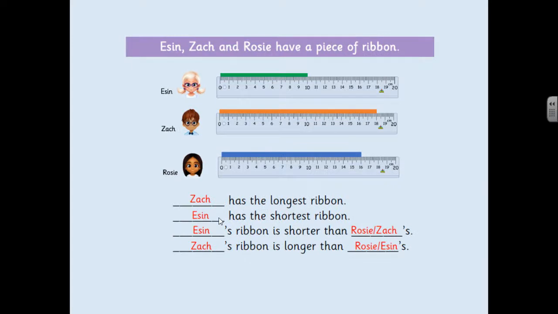Right, let's have a look. So Zach has the longest ribbon. Essen has the shortest ribbon. Now Essen's ribbon is shorter than either Rosie's or Zach's. And Zach's ribbon is longer than Rosie's or Essen's.